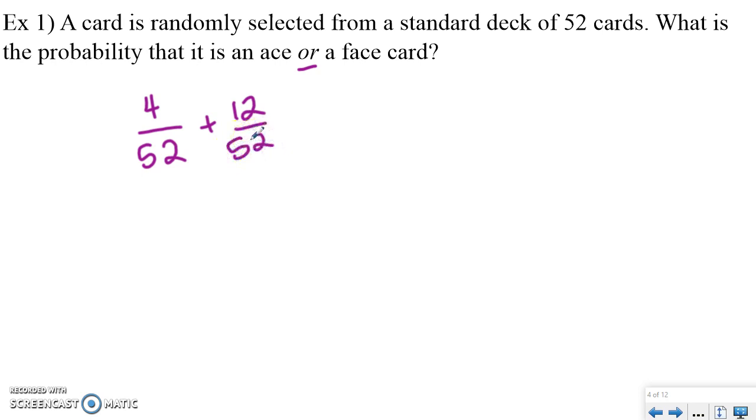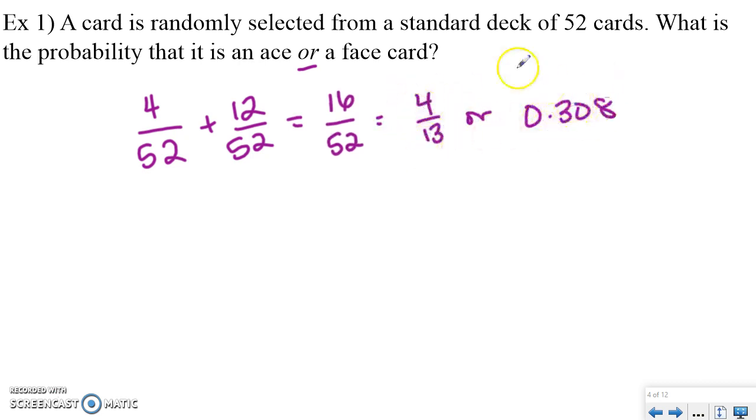And then you need to ask yourself, are there any aces that are also face cards? Which there aren't. That means that's mutually exclusive. So if I combine those together, I get 16 out of 52, which I can reduce to a fraction or a decimal. So 4 out of 13, or a probability of 0.308. Okay, so those are mutually exclusive because they don't have any overlap.